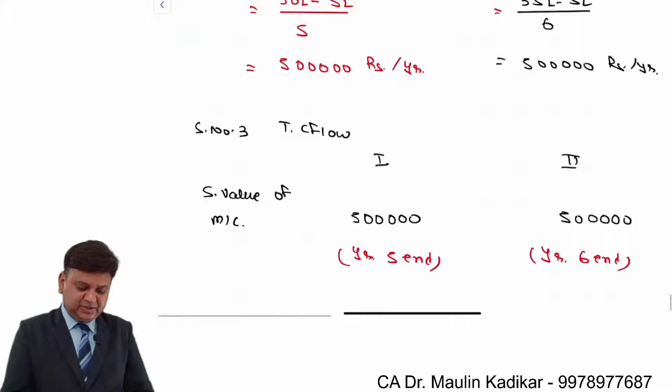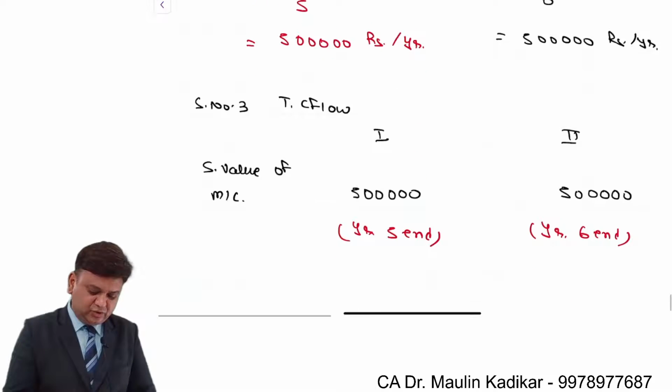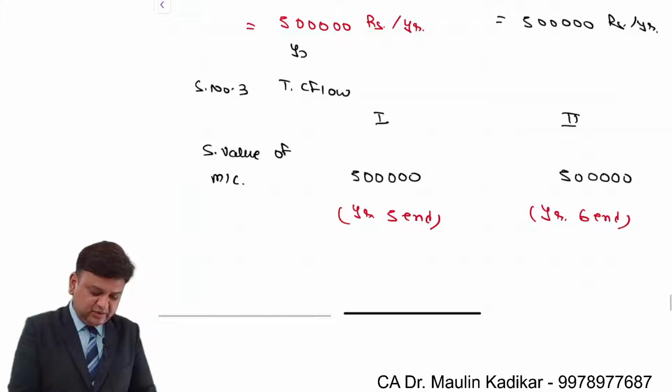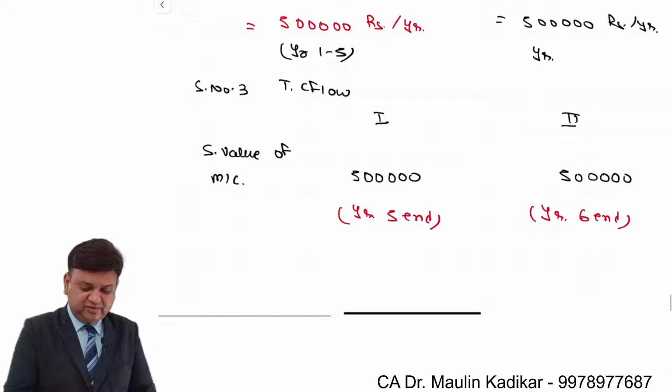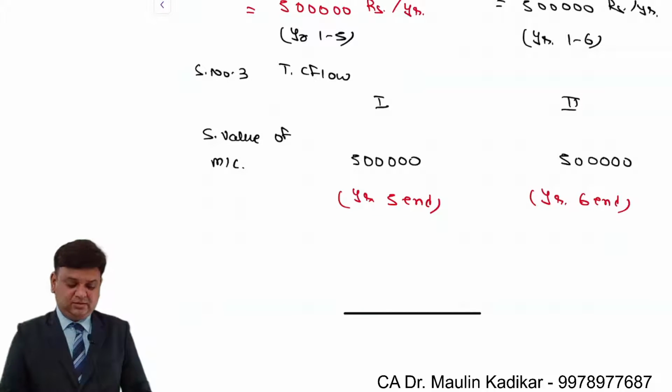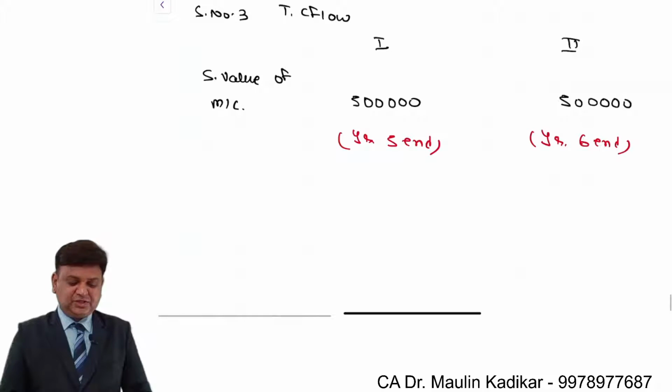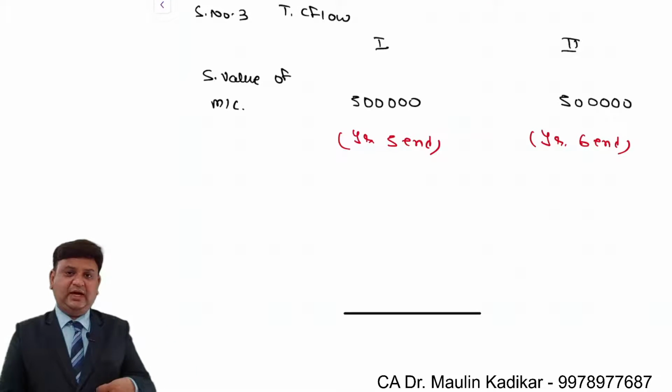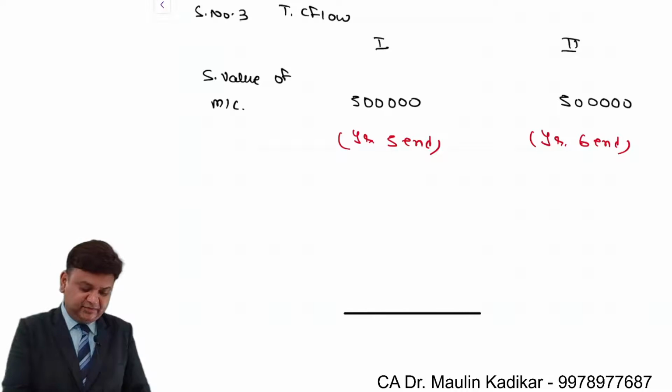The amount of the depreciation is going to be claimed year 1 to year 5 for first option and year 1 to year 6 for the second option. That is with the depreciation to be claimed annually and terminal cash flow that will be received at the end of the 5th year, at the end of the 6th year.